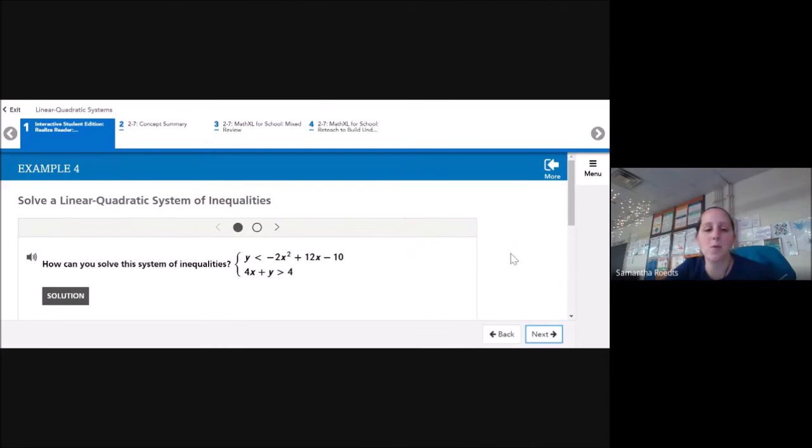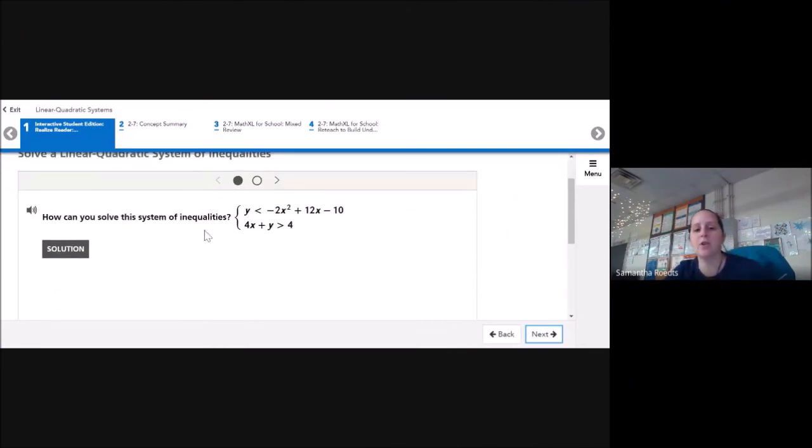All right, example number 4, solve a linear quadratic system of inequalities. How can you solve this system of inequalities? y is less than negative 2x squared plus 12x minus 10, and 4x plus y is greater than 4. Well, you can go ahead and graph them and then shade them.